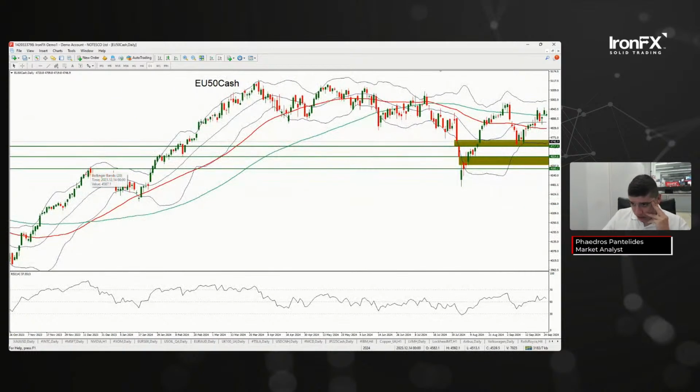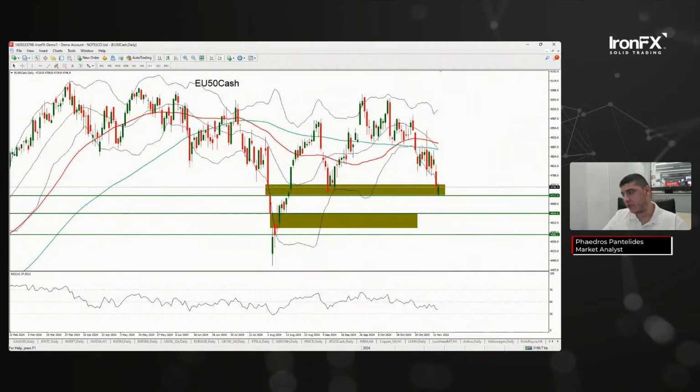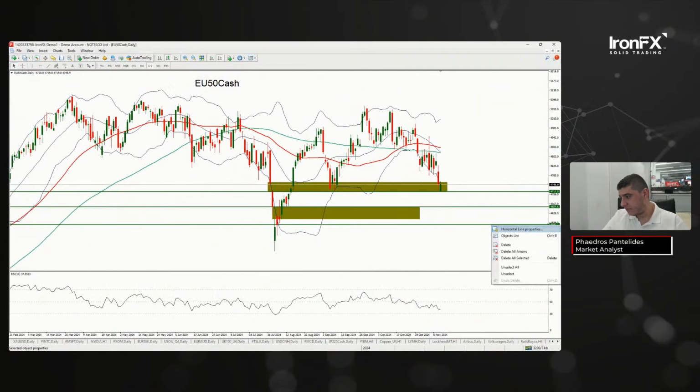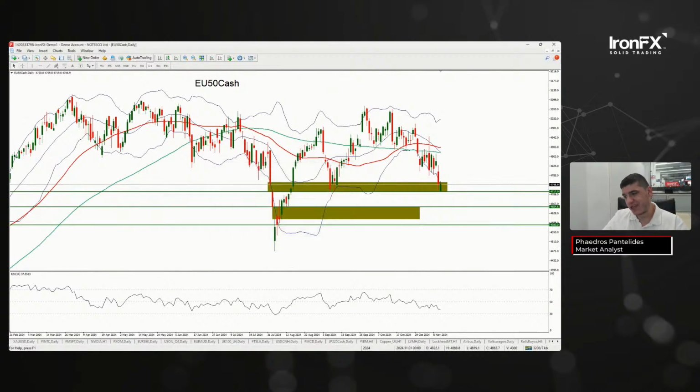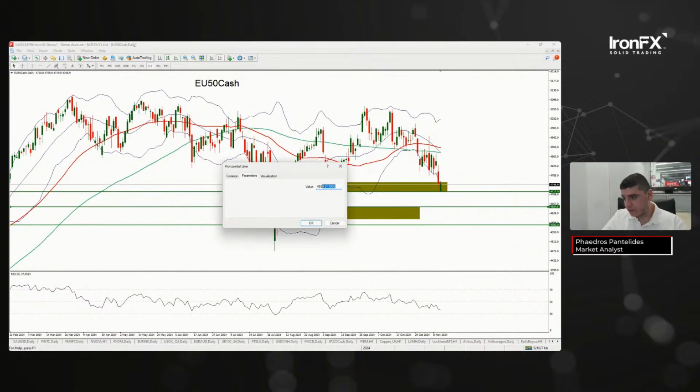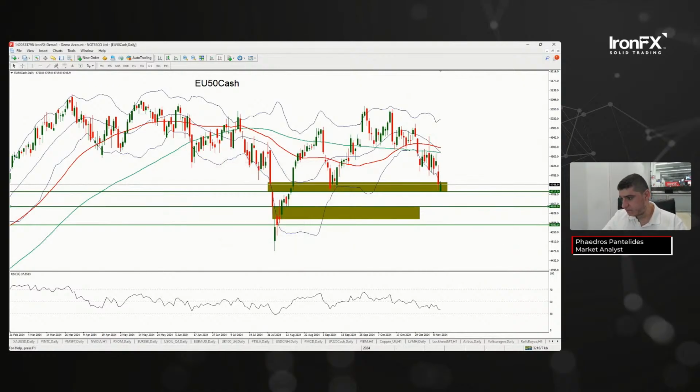We take this old high, broken, turned, so a resistance turned to support. Then we come back down, acted as a support level and moved higher. In theory, this could be our S3 level, 4,580. I would be a bit concerned with that S3 level, if I'm being entirely honest. But for S2, 4,655. And then for S1, 4,717.